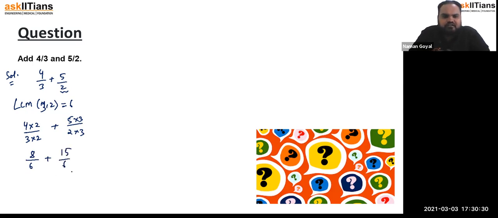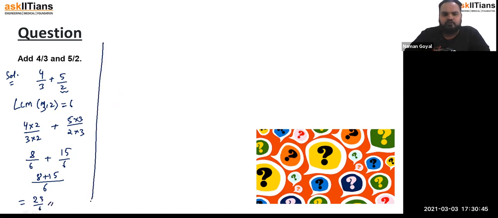So if 6 is the common denominator, then the answer will be 8 plus 15, right? So how much is it? 23 upon 6, right? So this is the final answer of this particular problem. We are going to do more questions. Okay, now next question, you have to add 4 by 7 and 3 by 5.